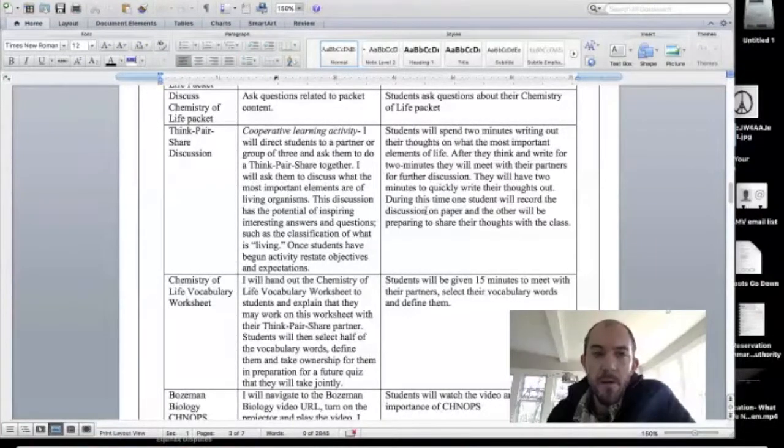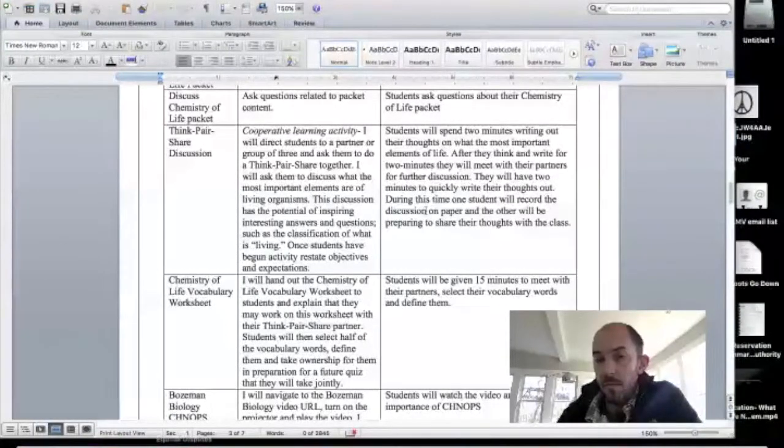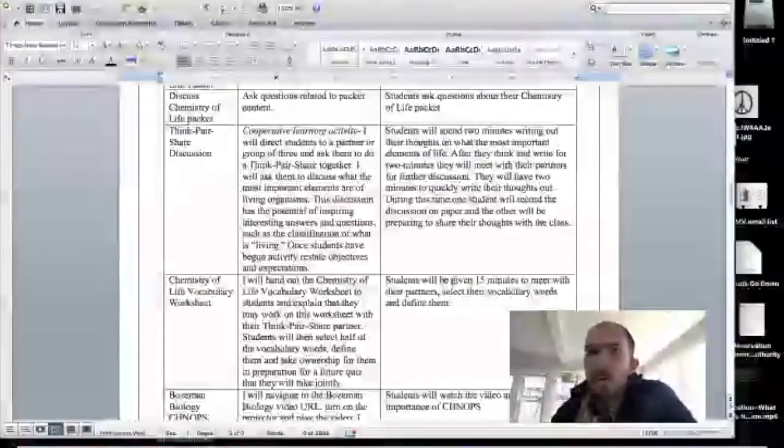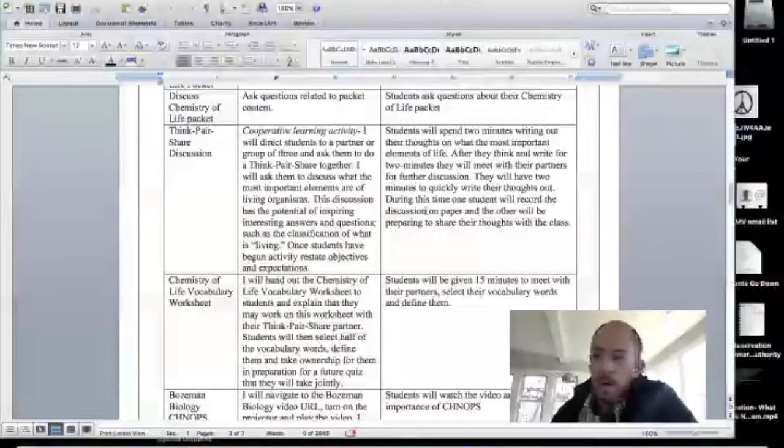The idea behind the think, pair, share discussion is that I'll give students the opportunity to be either a recorder or a speaker, or really probably the 2. But if people are shy about answering questions in front of the class, it gives them the opportunity to sort of bow out but still be engaged in meaningful and thoughtful discussion that's related to their homework and to their lab.